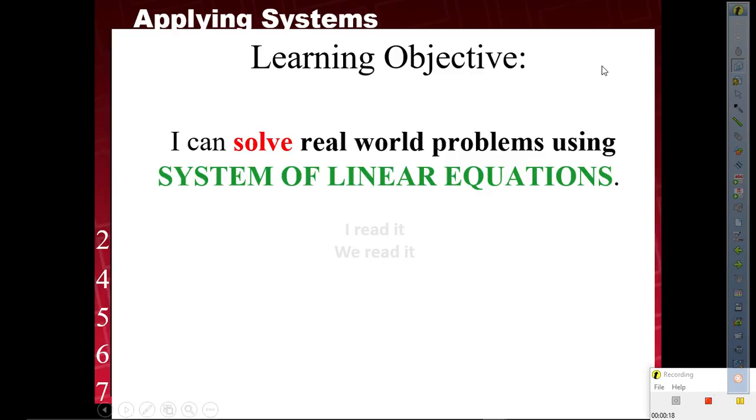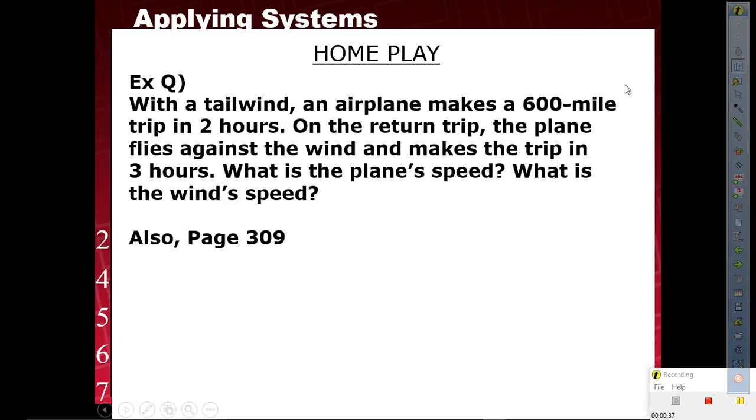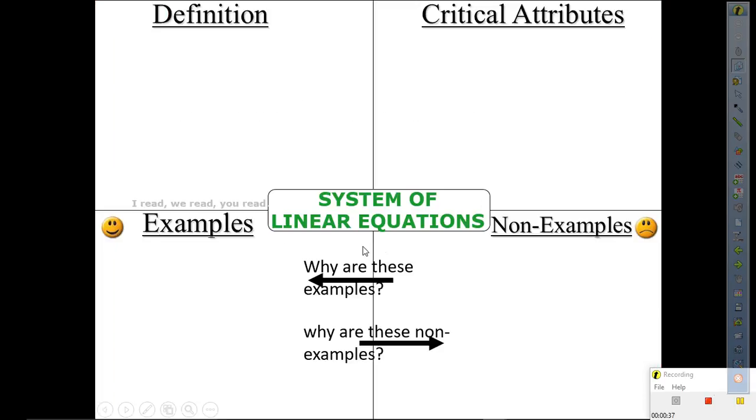So we're done learning the different methods to solve systems. What are the different methods? Graphing, substitution, and elimination. Now we're going to apply them. We're going to apply them. Okay? So here we go. Systems of linear equations.